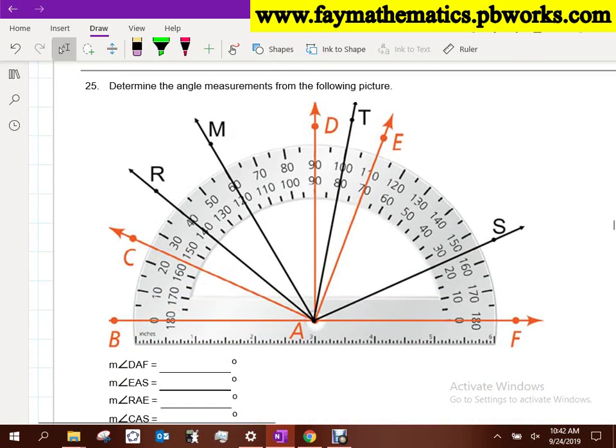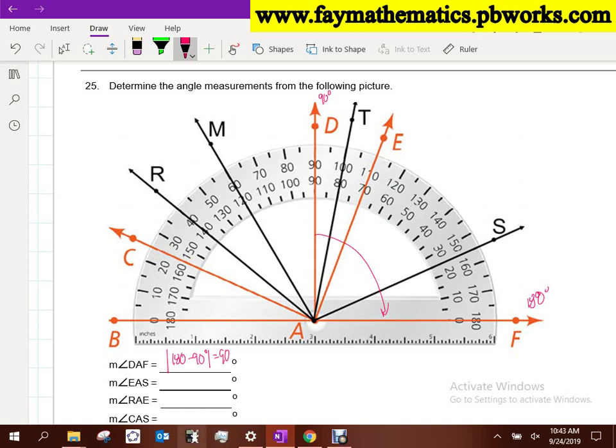Here, all we've got to do, if I find angle DAF's measurement, I'll find D, A, and then F. This one is coupled with 90 degrees. F is 180 degrees, or we can use 0 in this case. But if they want DAF, they're talking about that angle right there. The way we're going to do it is take the absolute value of 180 degrees minus 90 degrees, and that's going to give you 90 degrees. So 90 degrees is the angle.